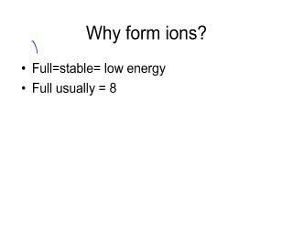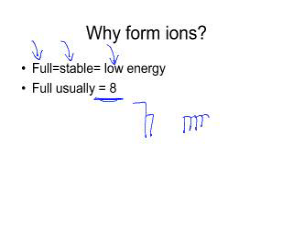So why form ions? If you can arrange yourself so you're full, you'll be more stable, and you'll be lower energy. Full usually equals 8. That's why there's 8 columns on the periodic table. 1, 2, we ignore the middle part. 3, 4, 5, 6, 7, 8. There's 8 of these columns, so that it represents the 8 things that keep it in there.